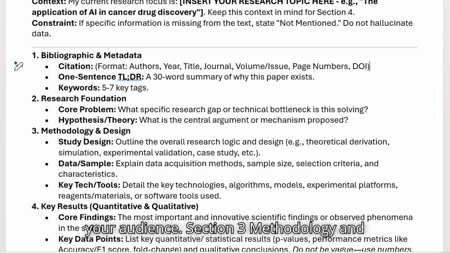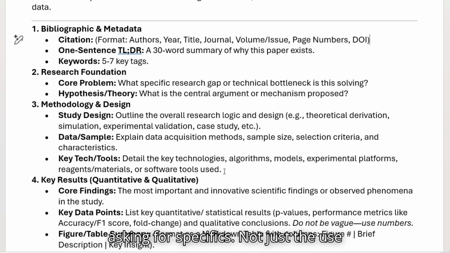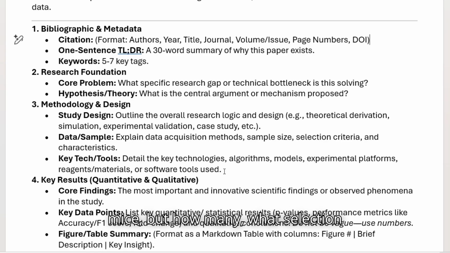Section 3. Methodology and design. This is the how. What did they actually do? What tools, techniques, or models did they use? Notice we are asking for specifics. Not just they used mice, but how many? What selection criteria? What platforms? This level of detail is exactly what you need for journal club when someone asks, but how did they control for X?